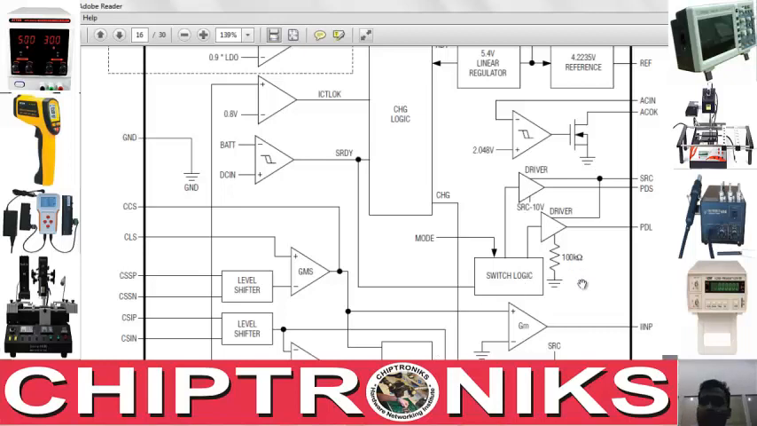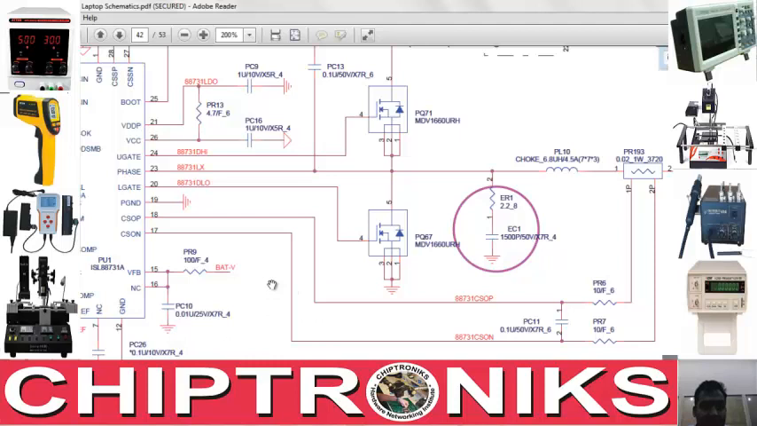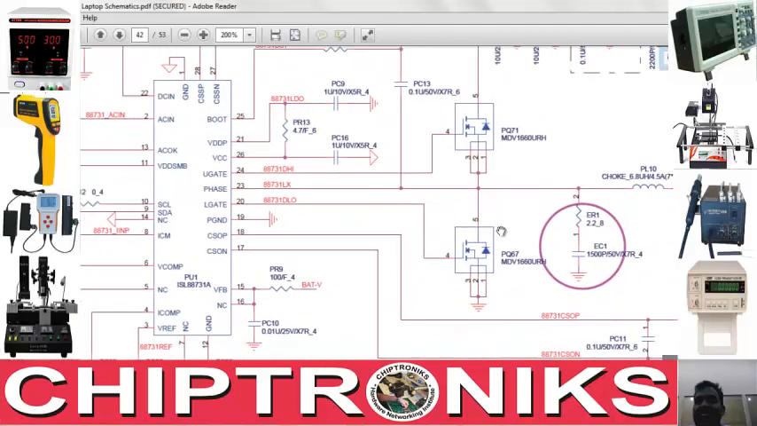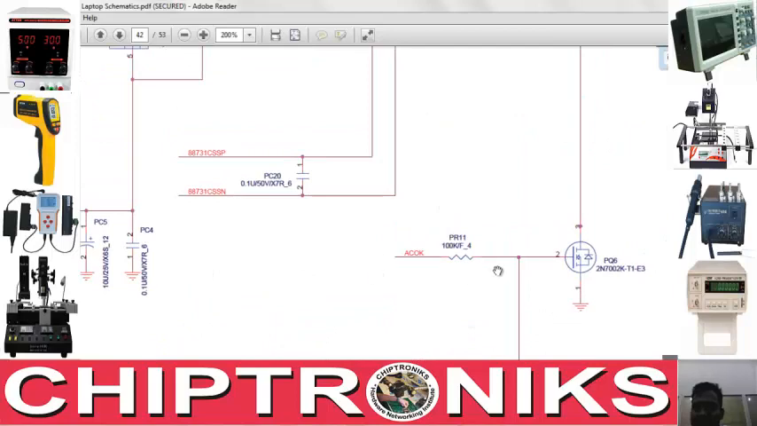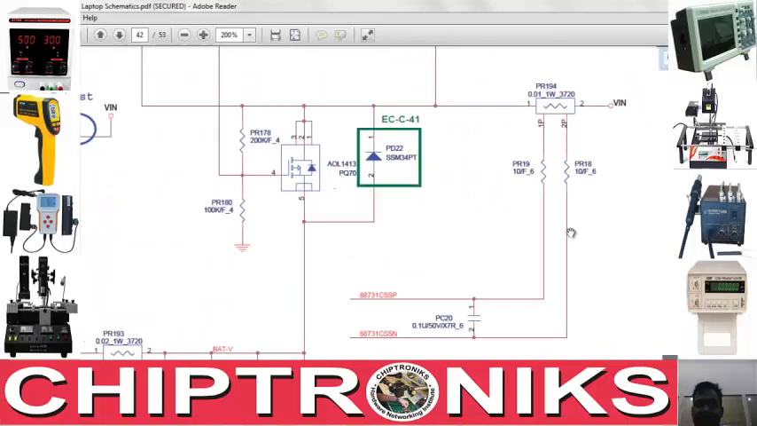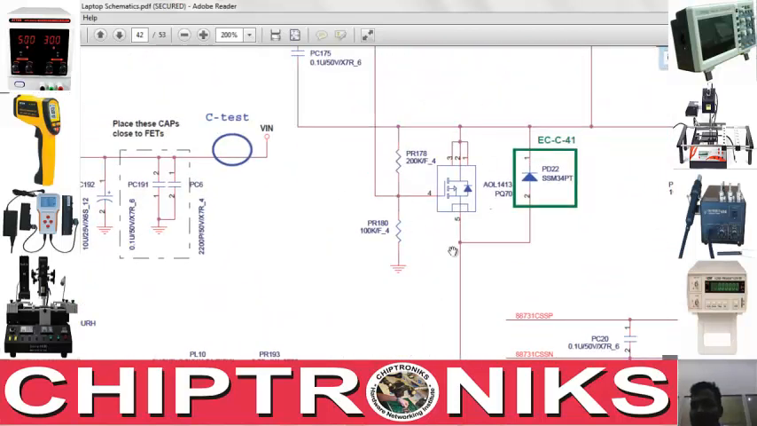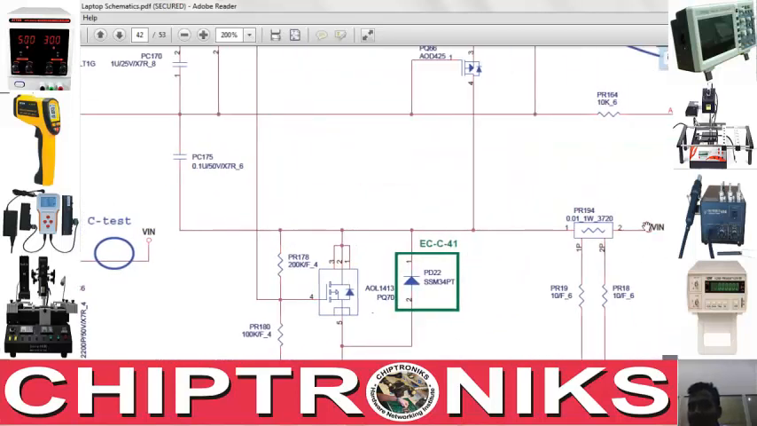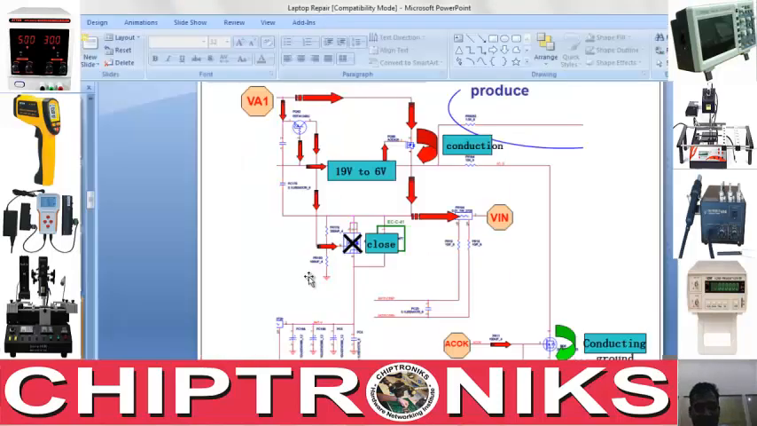The question arises, why is it missing? It's missing because in Lenovo Y570 we said ACOK determines the origin of V in by adapter. We see over here this ACOK generated. If ACOK is not generated, then this switch will be open and this battery would be providing current to generate V in. But if ACOK is present, this switch is turned off, as we have discussed in the slide.